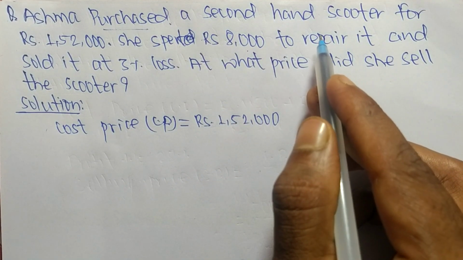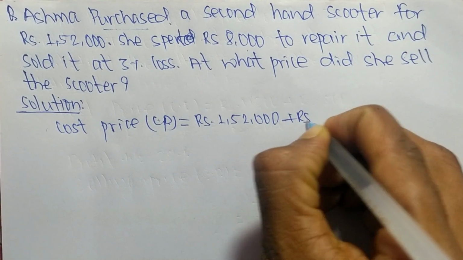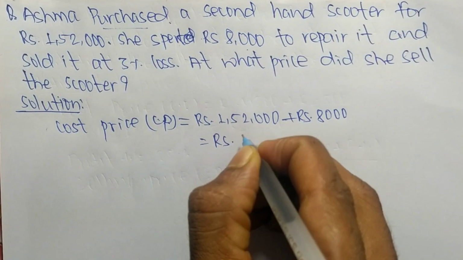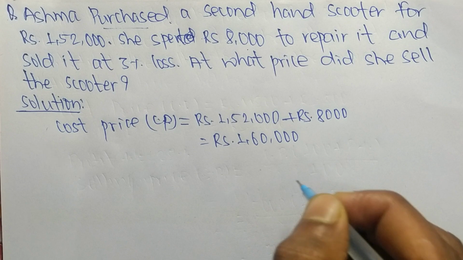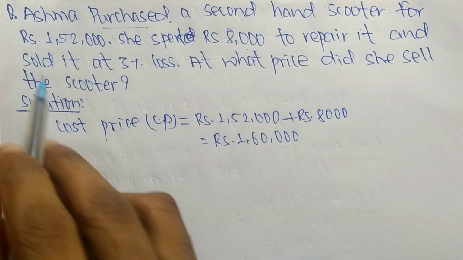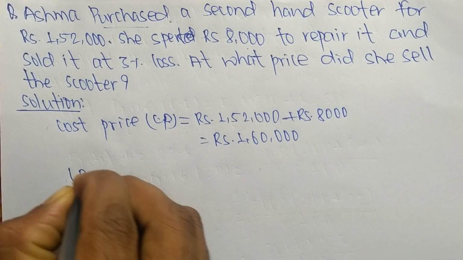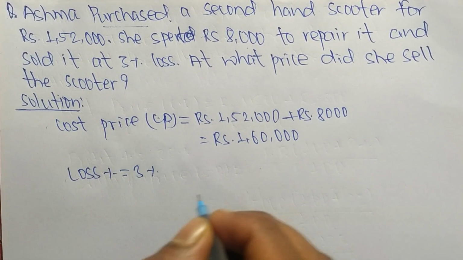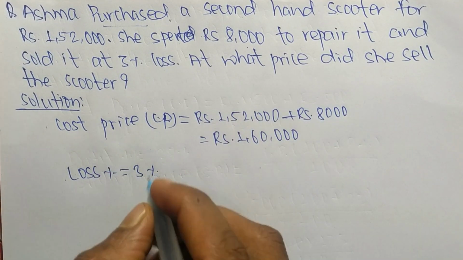So repairing cost will also be added in the cost price. So it is Rs 8,000. So the total cost price is Rs 160,000, and sold it at 3% loss. So loss percent given is 3%. So at what price did she sell the scooter?